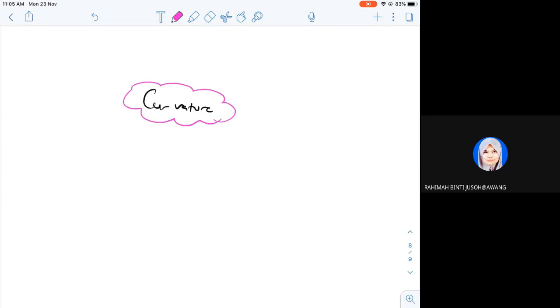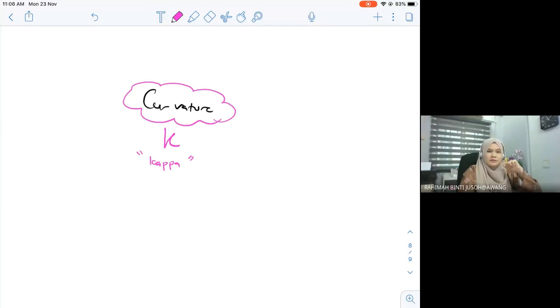Curvature is, okay, kita buat mind map sikit. Curvature is denoted as this, K. We call it as kappa. Ni simbol kappa in Roman. Simbol dia kappa, curvature. Okay guys, what does it mean by curve? I will turn on my camera. What does it mean by curve?